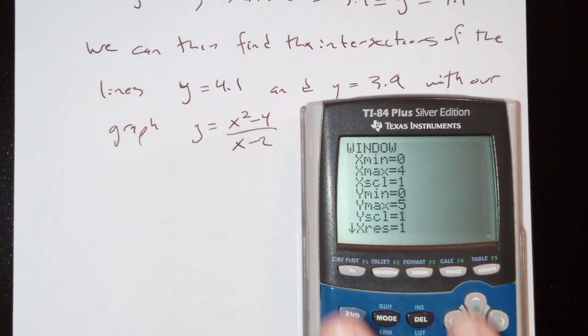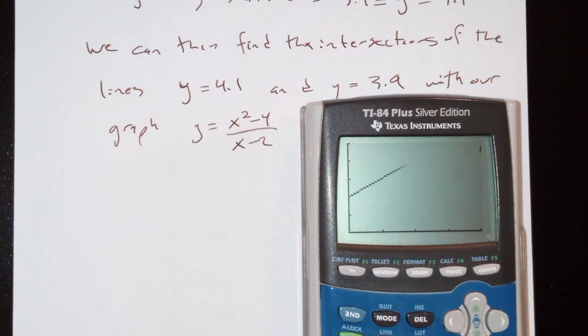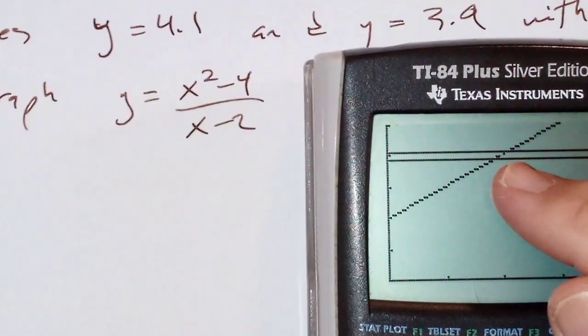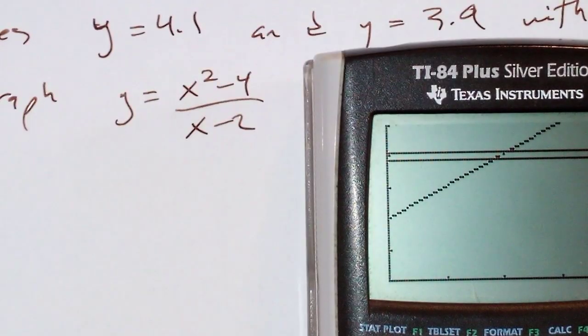And now I get this picture. There's my line. Here's the horizontal line at 4.1. There's the horizontal line at 3.9, and we see those two intersections, and we can even just barely make it out. There's a hole in the graph, isn't there? Right here, there's a dot missing.